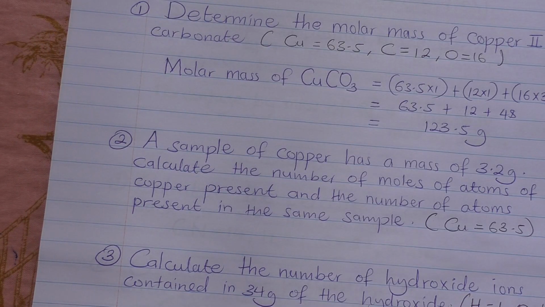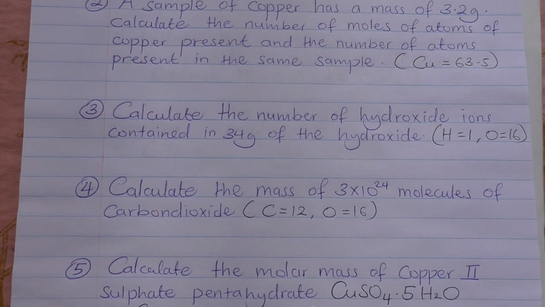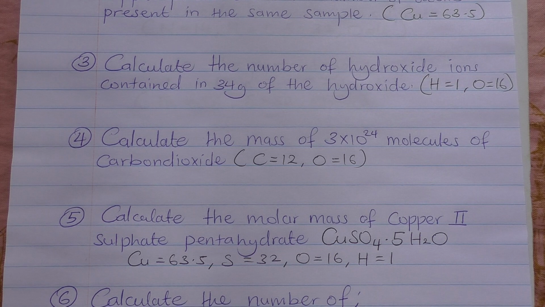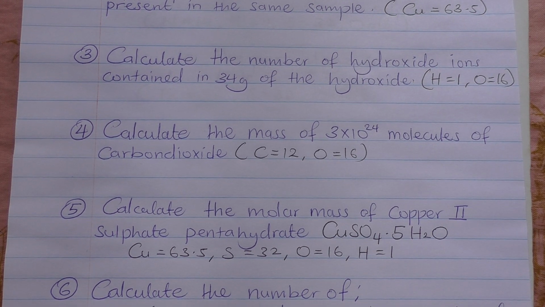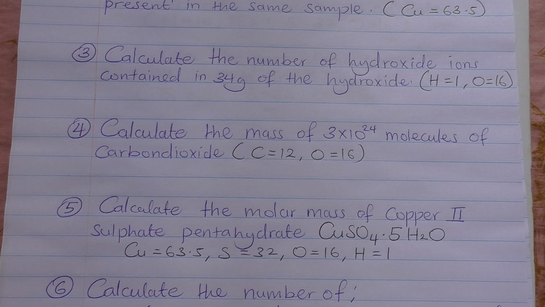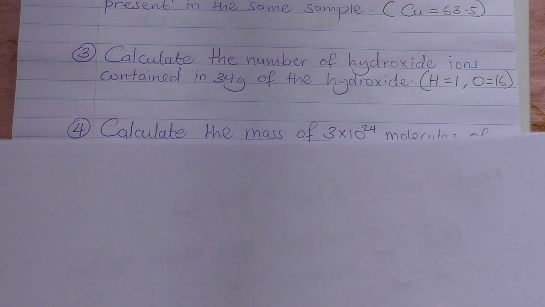Let us go to another example. That is number 3. Number 3 is asking us to calculate the number of hydroxide ions contained in 34 grams of hydroxide. Yes, if we are to get the number of ions contained in 34 grams of hydroxide, then we need to first get the molar mass of the hydroxide. This is how we shall get it.